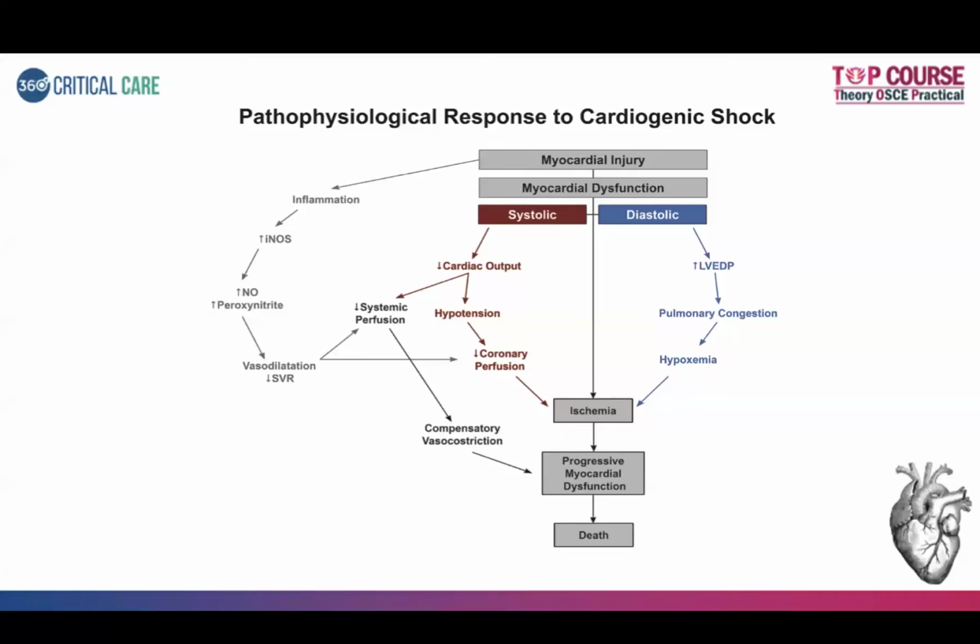And on the other side, there is going to be a diastolic dysfunction that can occur, which is going to cause an increase in your left ventricular end diastolic pressure. Because of that, there will be backflow of blood back into the pulmonary circuit, causing pulmonary congestion and hypoxia. That hypoxia is again going to cause ischemia. So because of these factors, there is going to be progressive myocardial dysfunction, and if it is not corrected, it's going to lead on to death. So this is very important, and it needs to be kept in mind. Darshan will be again talking about this tomorrow. That time it will be more of a revision also.